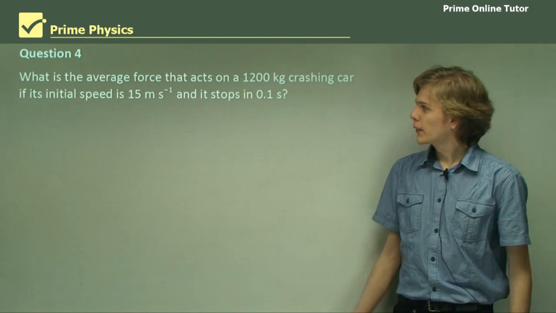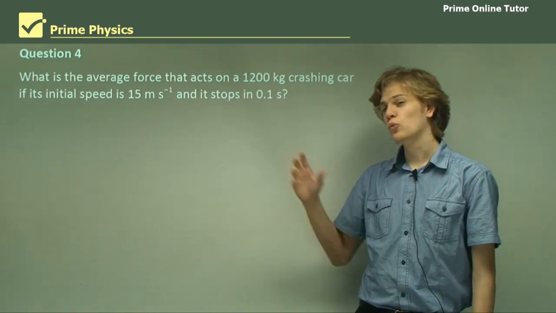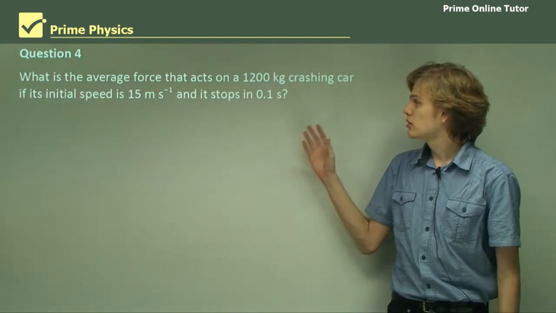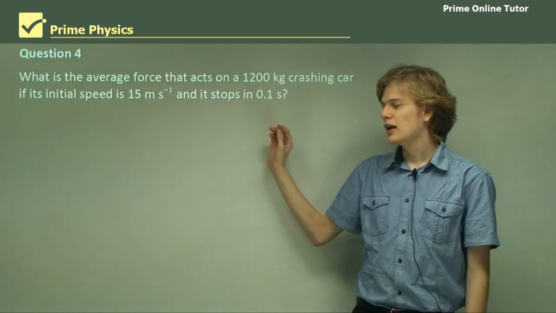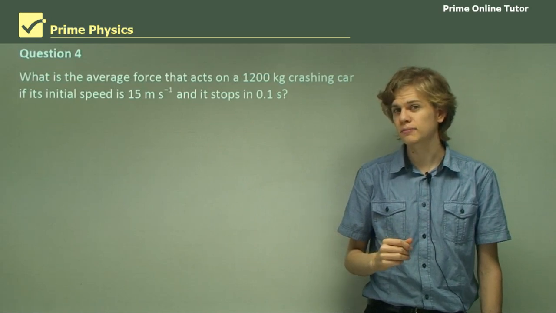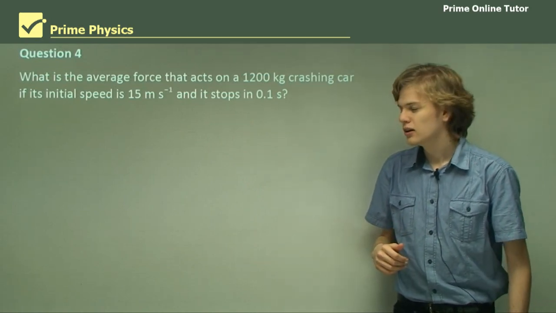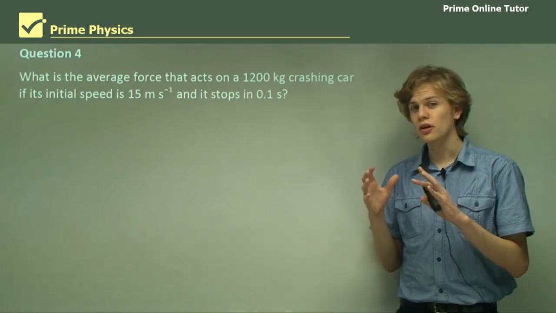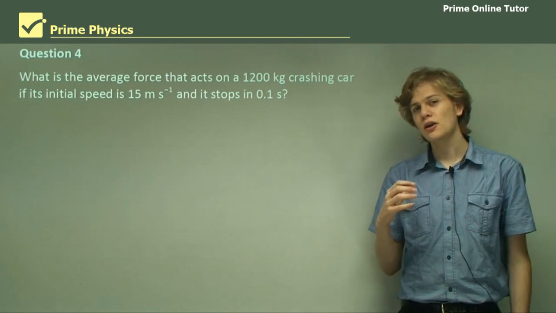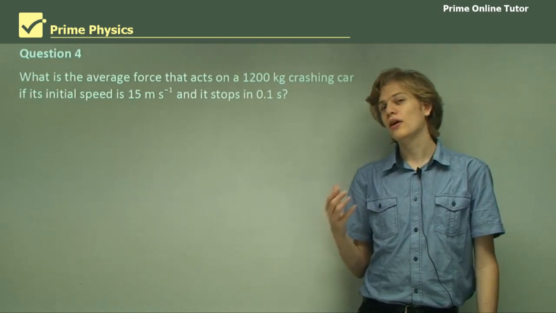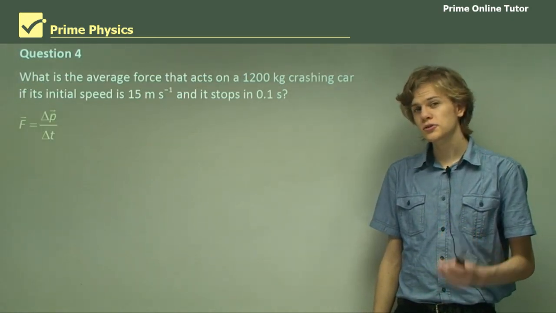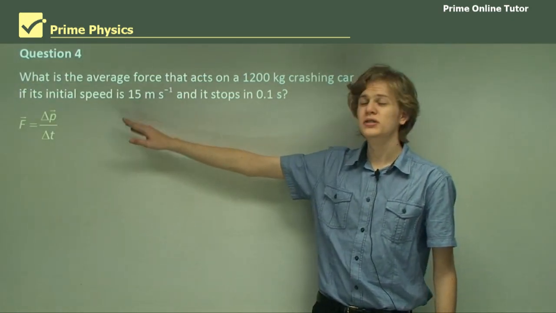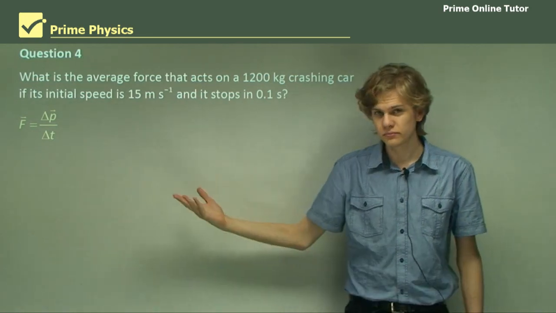Question 4. What is the average force that acts on a 1,200 kilogram crashing car if its initial speed is 15 meters per second and it stops in 1/10 of a second? So we need to figure out the momentum and then use our equation for impulse to figure out the force. Force is going to be change in momentum over change in time, right?